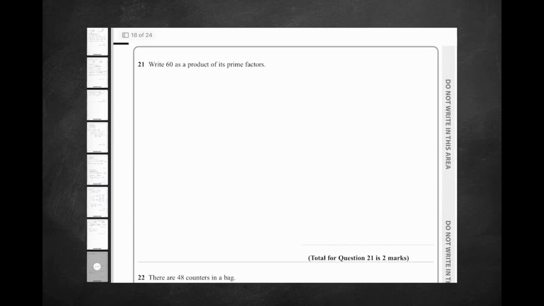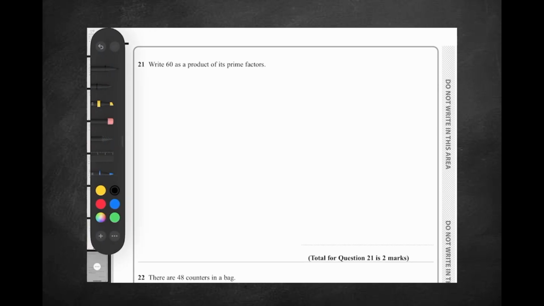Question 21. Write 60 as a product of its prime factors. So I'm going to do a factor tree. 60 is made up of 2 times 30, 2 is prime. 30 is made up of 2 times 15, 2 is prime. 15 is made up of 3 times 5, both prime. So 2 times 2 times 3 times 5.